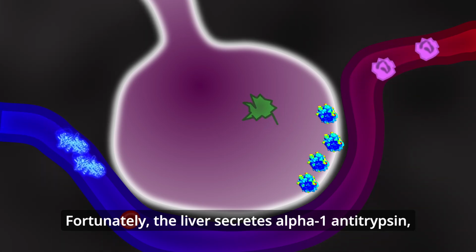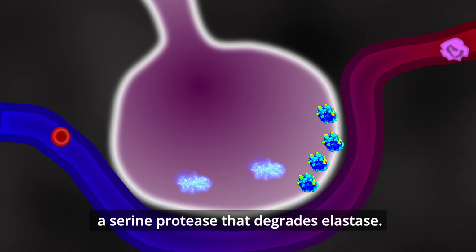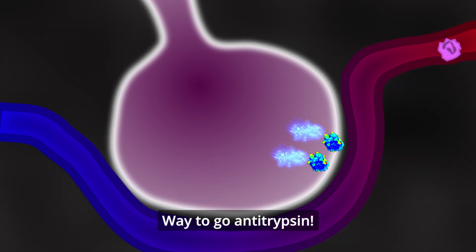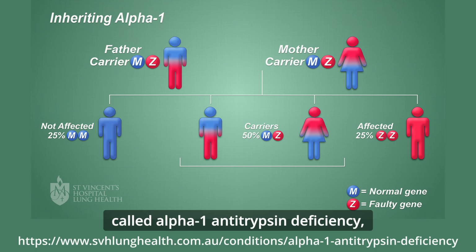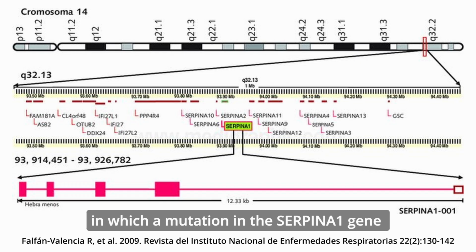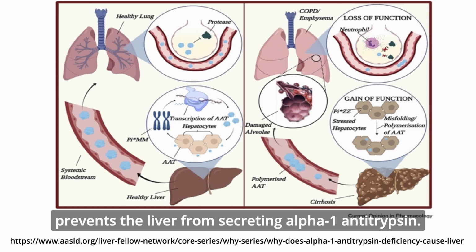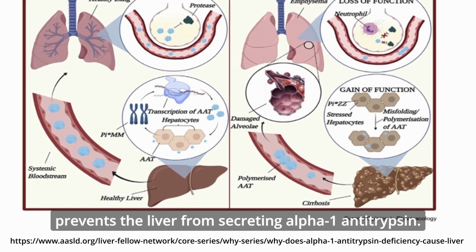Fortunately, the liver secretes Alpha-1 antitrypsin, a serine protease that degrades elastase. Way to go, antitrypsin! However, there's a genetic disease called Alpha-1 Antitrypsin Deficiency, in which a mutation in the SERPINA1 gene prevents the liver from secreting Alpha-1 antitrypsin.